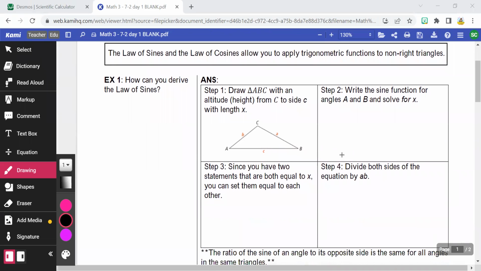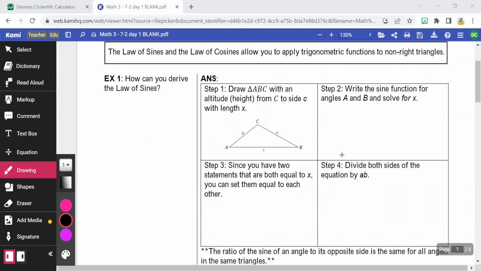If I have a triangle that does not have a right angle, I can use the law of sines, which is derived from the right triangle trigonometry that we used in section 6.1 to create an equation that I can use for any triangle. So a non-right triangle or a right triangle, actually. If I have a triangle, we'll call it ABC, I'm going to draw an altitude, which is the height of the triangle from C to side C. So I'm going to draw in a little height here. Altitude means that this is a right angle.